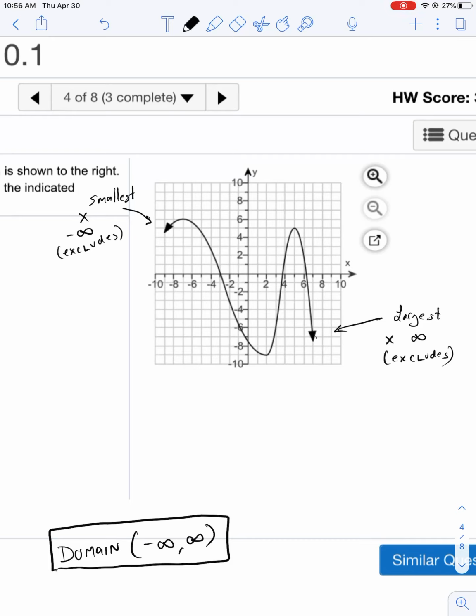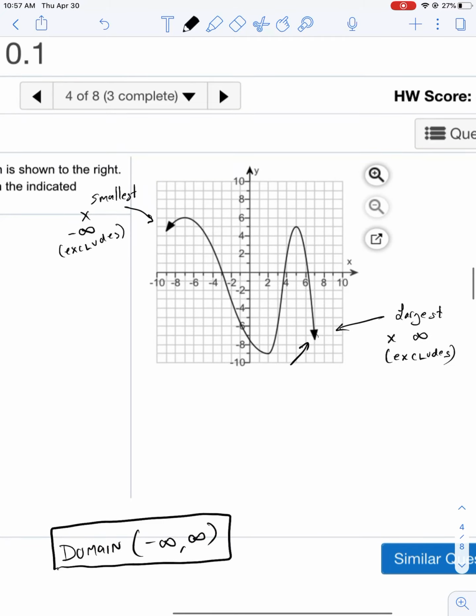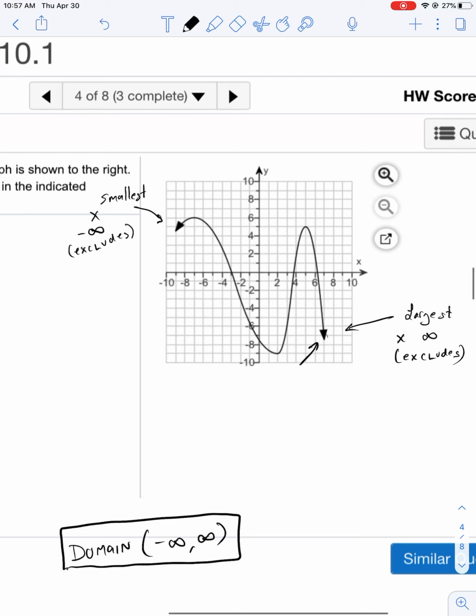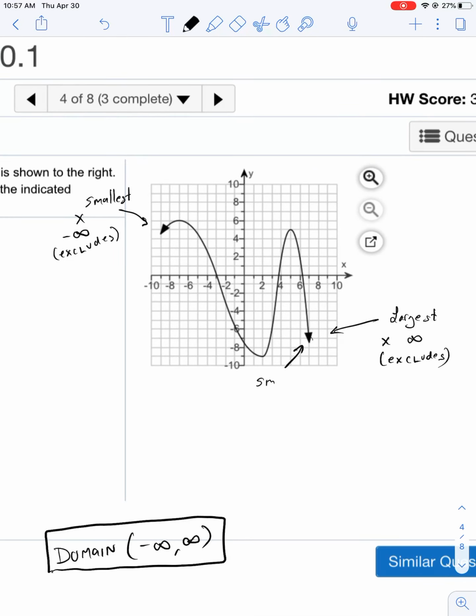Y value, well, once again, the fact that this keeps going down tells us that we have the smallest y value, negative infinity, which once again excludes. But as we start going up, this is the highest that it reaches. It does not go higher.